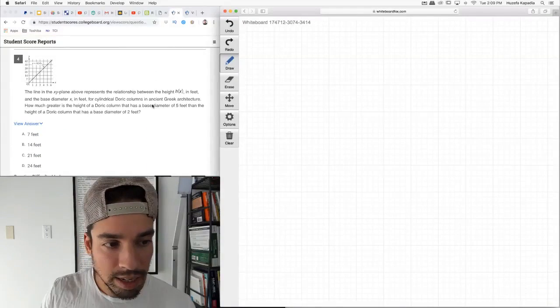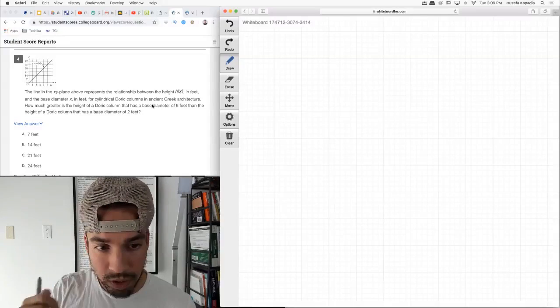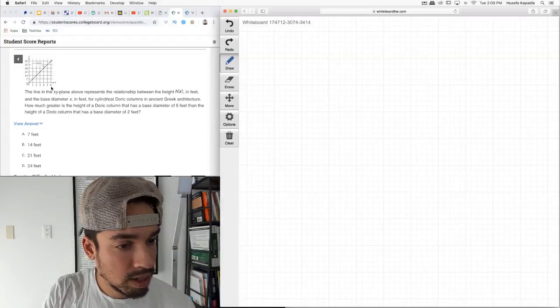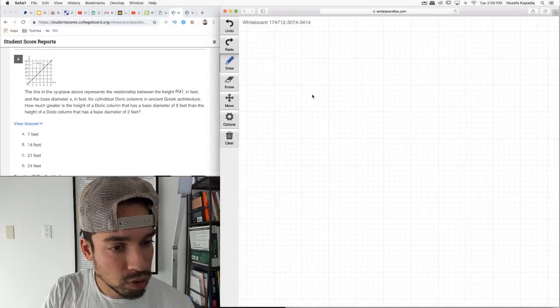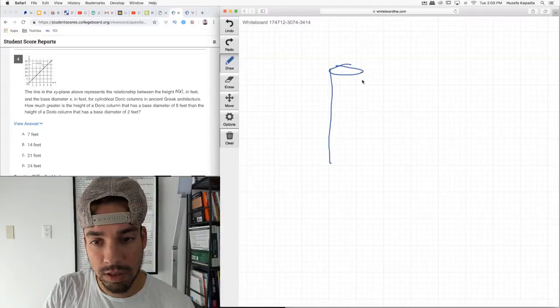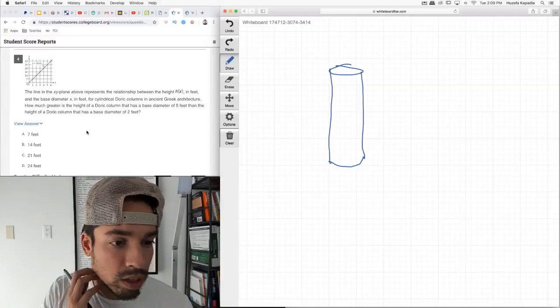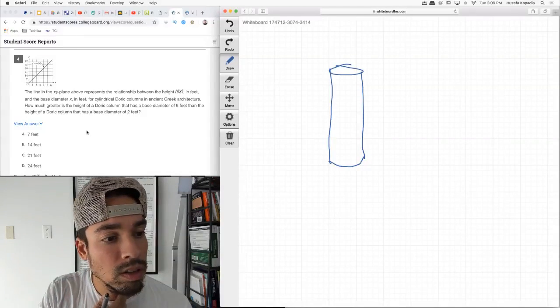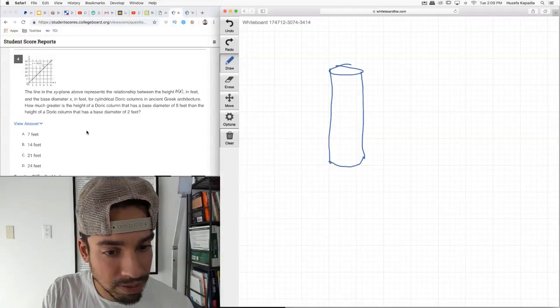The line in the xy plane above represents the relationship between height and base diameter x for cylindrical Doric columns. Something like this. Okay. How much greater is the height of a Doric column that has a base diameter of 5 feet? Okay.